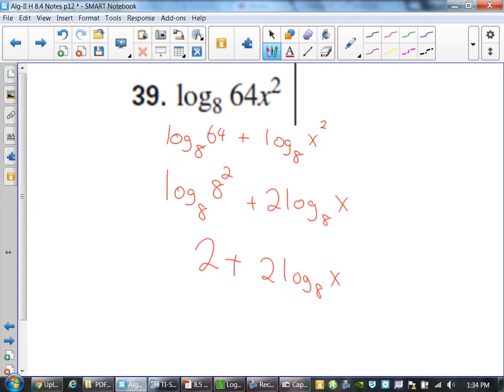What this is allowing us to do is to break apart problems to solve for x when I set this equal to something. So if I had this set equal to some number, I would subtract 2, divide by 2, and I'd raise it to the 8th power, and I'd get my answer.